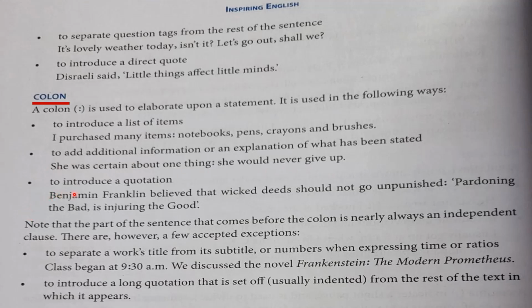Then to introduce a quotation: Benjamin Franklin believed that wicked deeds should not go unpunished. Pardoning the bad is injuring the good. So this is to introduce a quotation with the help of a colon. Note that the part of the sentence that comes before the colon is nearly always an independent clause. There are, however, a few accepted exceptions.